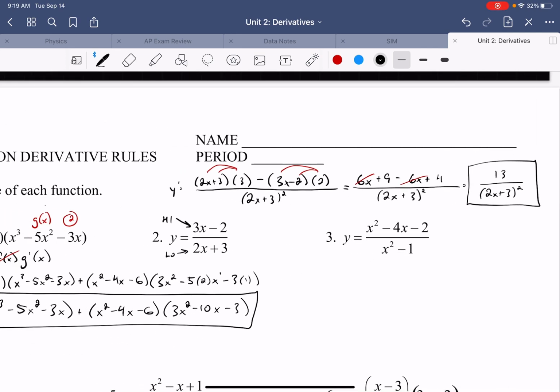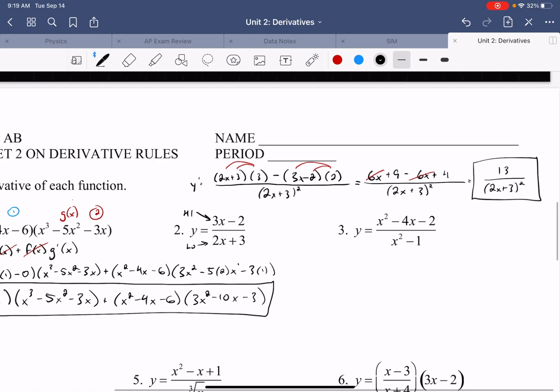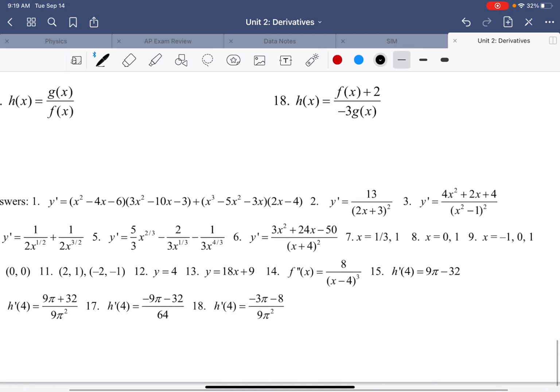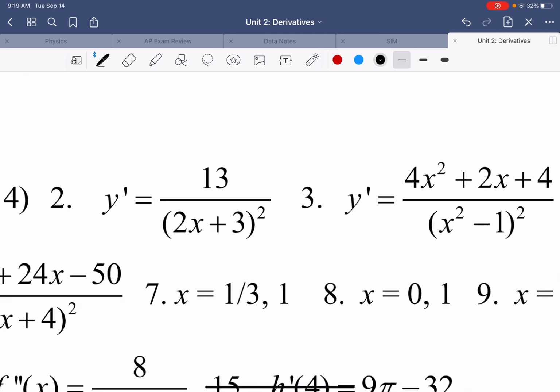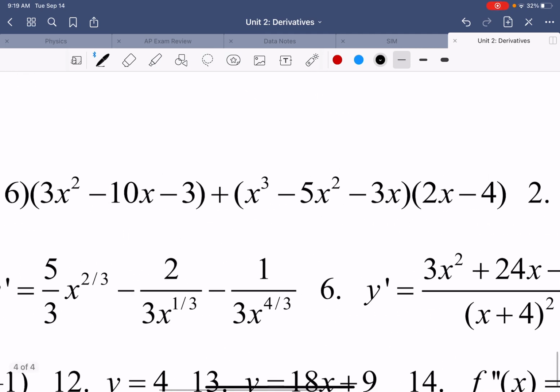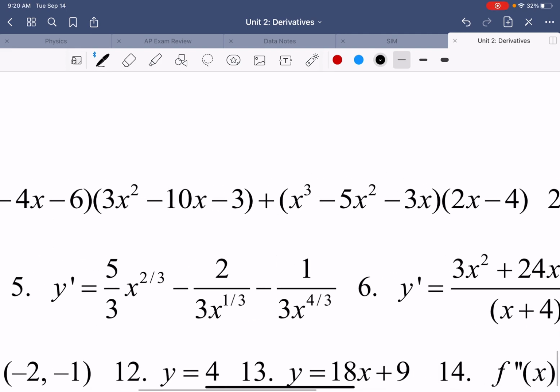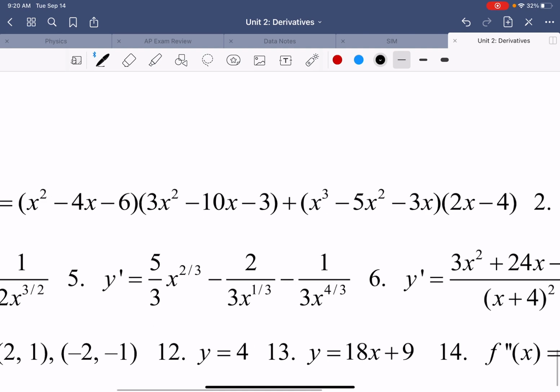So for number 2, let's check our work. The answers are all the way at the bottom of this. So for 2, we got 13 over 2x plus 3 squared. The answer for 2 is 13 over 2x plus 3 squared, so we got that right. And then for number 1, it looks like they left this factored like we did. They simplified within the parentheses and then left it like that. So that would have been your multiple choice answer right here.